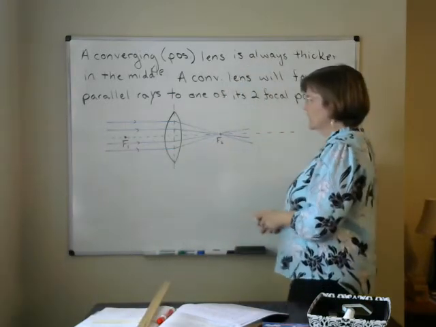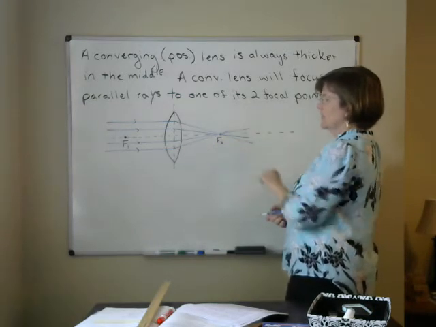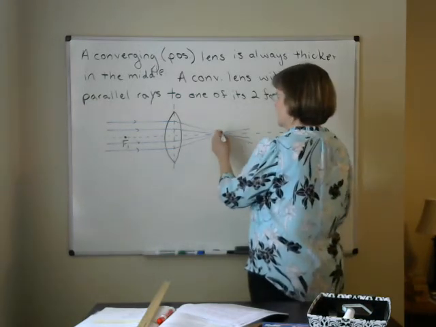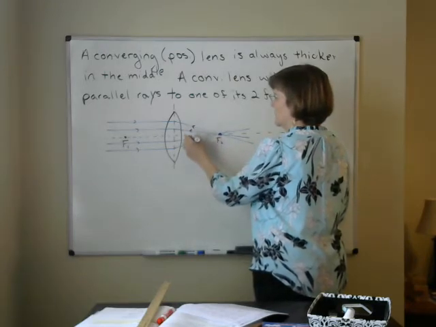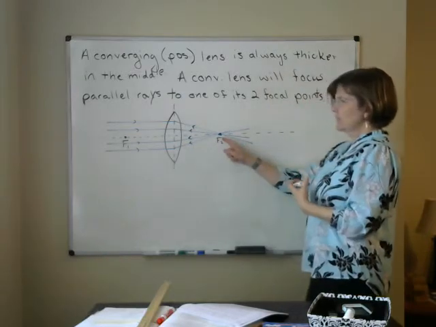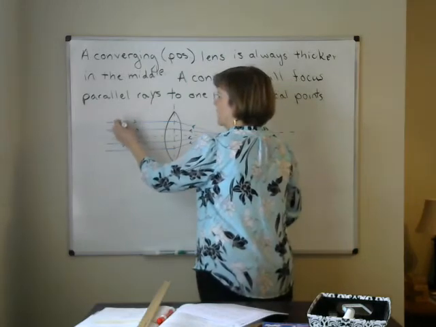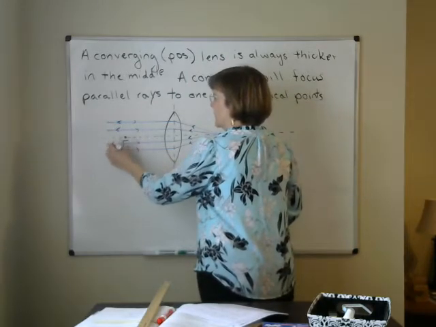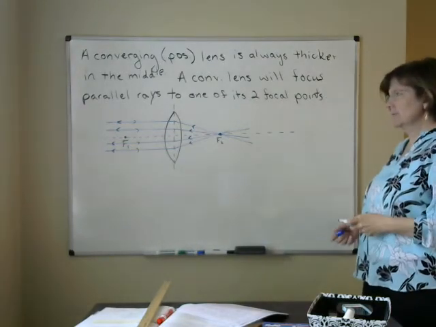If we look at one other possibility, this is completely reversible. If I had a bunch of light rays that originated here and they were going this way, all of the light rays that originate at a focal point will emerge parallel, because those light rays are completely reversible. Okay?